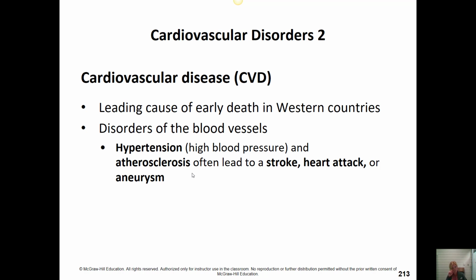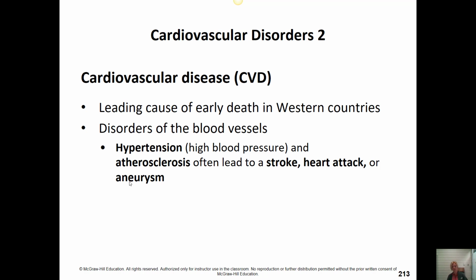And then depending where that clot gets stuck, if it gets stuck in an artery leading to the brain, that's what we call a stroke. Or if it gets stuck in a coronary artery that supplies the heart muscle, that's what leads to heart attack. Or sometimes we have what's called an aneurysm, and that's a weakening of a blood vessel. Aneurysms are more common among smokers and also among people who are heavy drinkers.